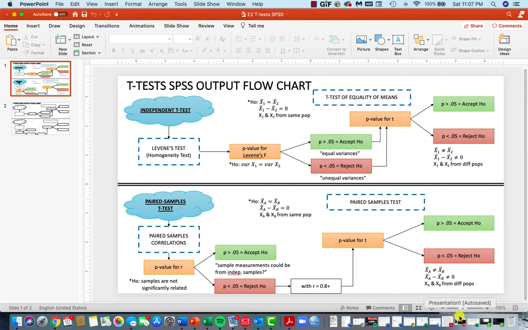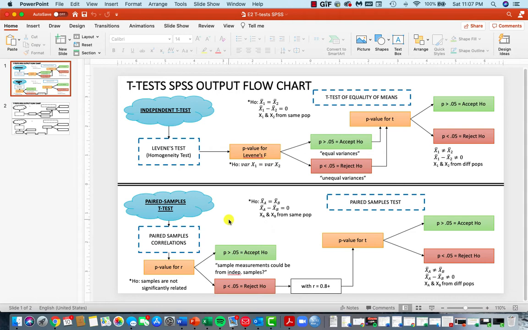As far as the output, we actually take an easier step, maybe a step backwards, a slightly different concept than regressions, but it's a little bit less busy for you guys. So I've split up the page. The top portion is how you would read an independent t-test. The bottom is what you would get in an output for a paired samples t-test.